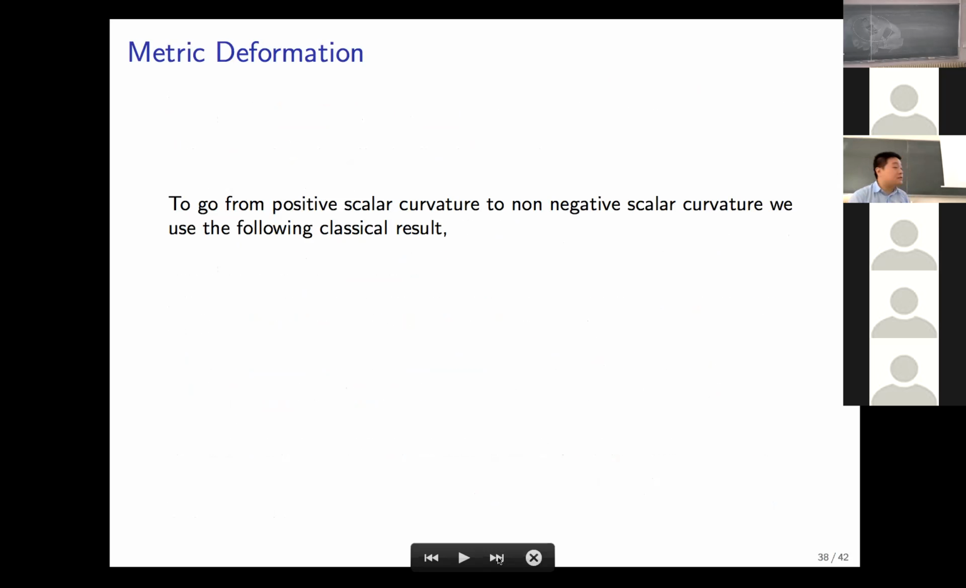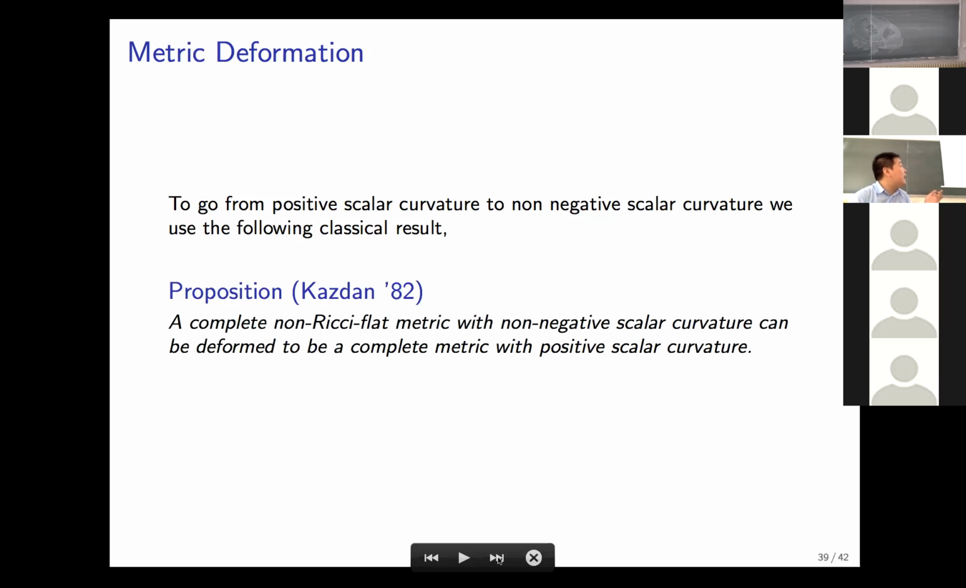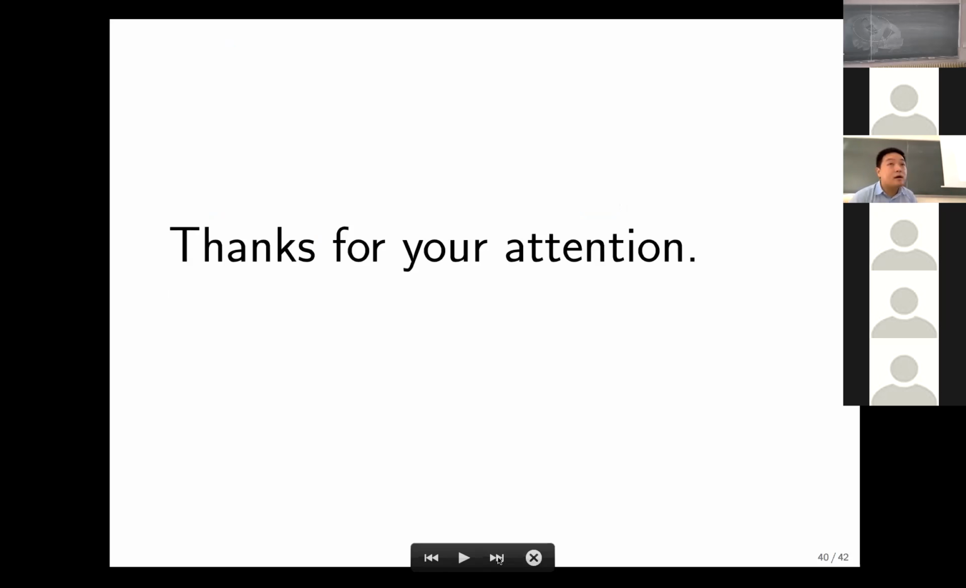To get from positive scalar curvature to non-negative scalar curvature, we use the following result, which is due to Kazdan. It shows that a complete Ricci-flat metric with non-negative scalar curvature can be deformed to a complete metric with positive scalar curvature. So we use this result to generalize the positive scalar curvature case to the non-negative scalar curvature case. Okay, that's it.